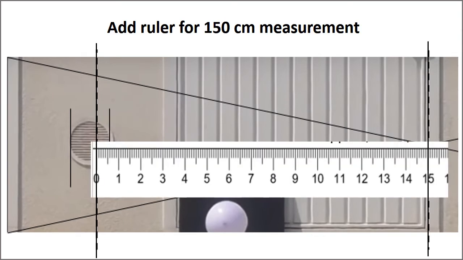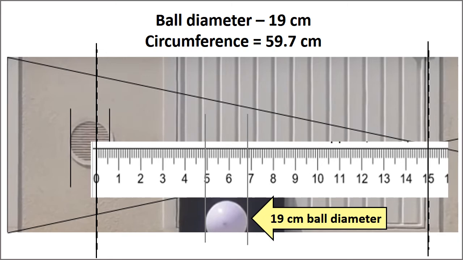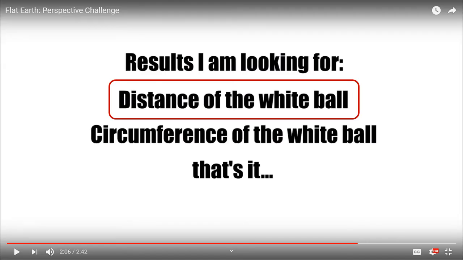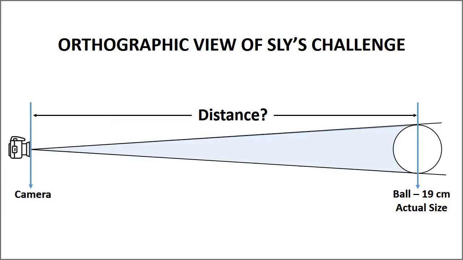And then I added a ruler, and I scaled the ruler so it measured 150 centimeters between both those lines. And now I was able to accurately measure that ball at 19 centimeters. And if I multiply this times pi, I get a circumference of 59.7 centimeters. Now I need to find the distance of the ball.